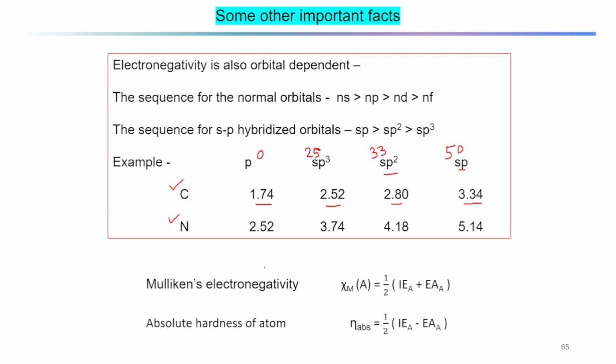Along with that, some additional information: Mulliken's electronegativity is defined as chi m, and chi m is equal to 0.5 multiplied by the ionization energy of the atom plus the electron affinity of the atom. Now if you just change this plus to a minus sign, that will give the absolute hardness of the atom, and it is represented by this symbol eta. So eta absolute is given as 0.5 multiplied by the ionization energy of A minus the electron affinity of A.